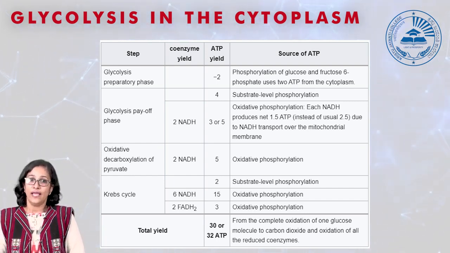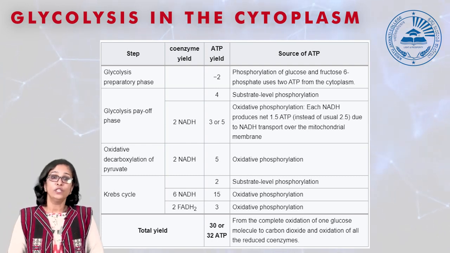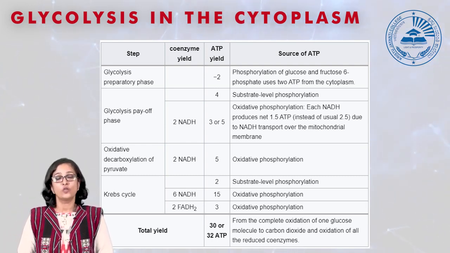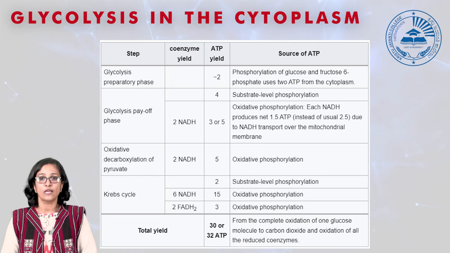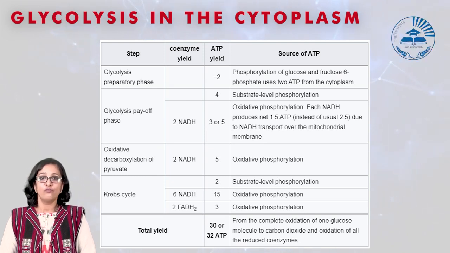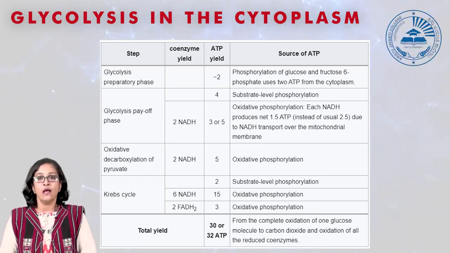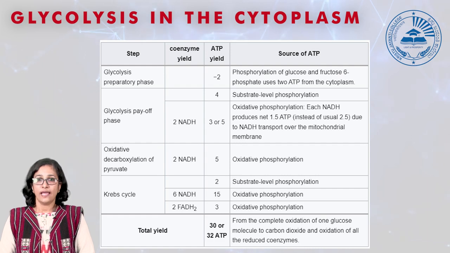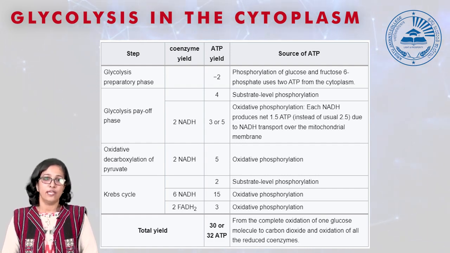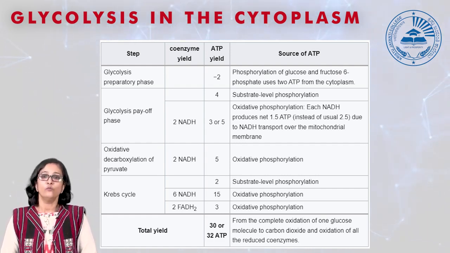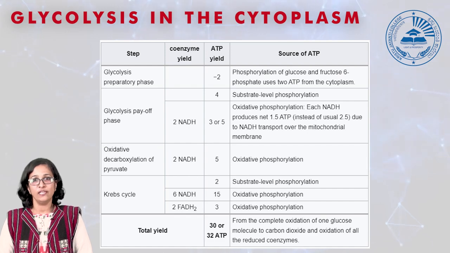So there is a total yield of 30 or 32 ATP molecules from the complete oxidation of one glucose molecule to carbon dioxide, with oxidation of all these reduced coenzymes. So, actually speaking, it is not 38, but 30 or 32 ATP molecules that are actually produced.